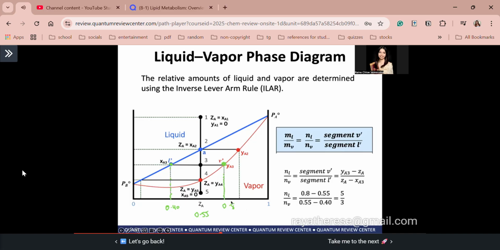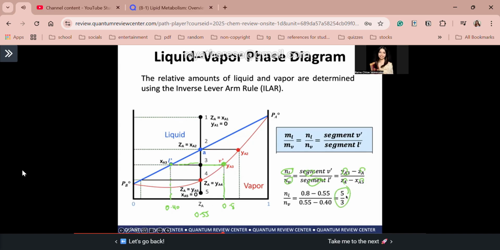So guys, how do we determine the number of moles of liquid and number of moles of vapor? So again, it is with the lever rule, segment V apostrophe divided by segment L apostrophe. Again, guys, they are inverse. So let's solve again. V apostrophe, that is just equal to Ya3 minus Za, right? This line. Divided by segment L apostrophe, ito yung line na to, so Za minus Xa3. So simply, substitute the values of your mole fractions. So NL over NV, that is equal to segment V apostrophe, that is 0.8 minus 0.55. Are you following? Divided by 0.55 minus 0.4. This is your segment L apostrophe. In solving, guys, you get 5/3.